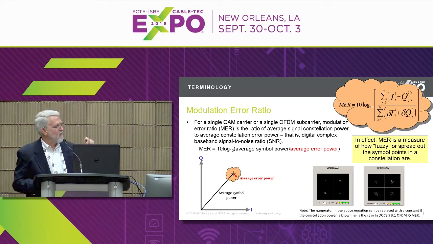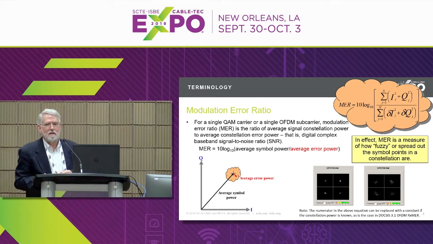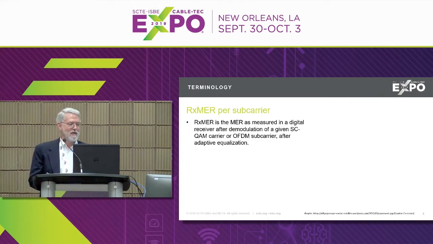Now, there's an important point in this. I mentioned that the classic definition of MER is this ratio of average symbol power to average error power. Well, there's another way you can do that, at least in the numerator. You don't have to use the average symbol power. You can replace it with a constant if the constellation power is known, which is the case with DOCSIS 3.1 OFDM RxMER. So we can use a constant, and it happens to be normalized to the number 1. So I'll show you that here in just a minute.